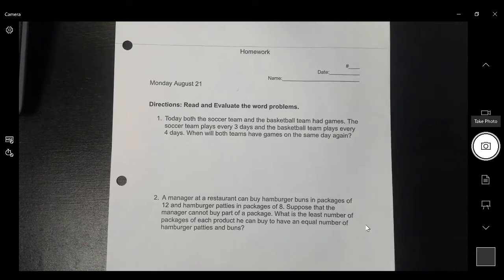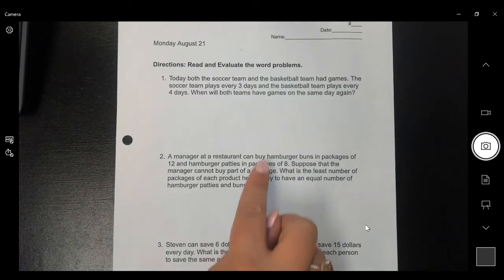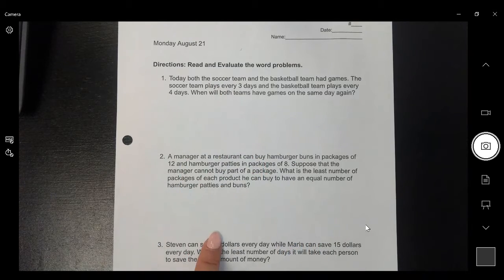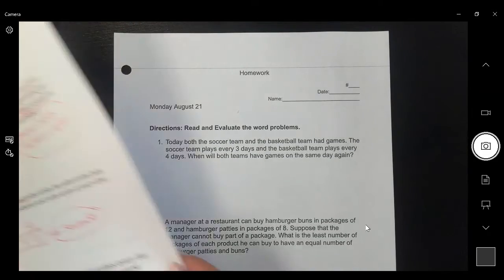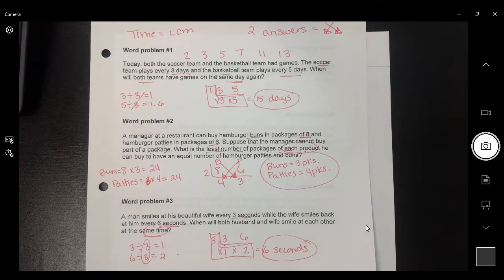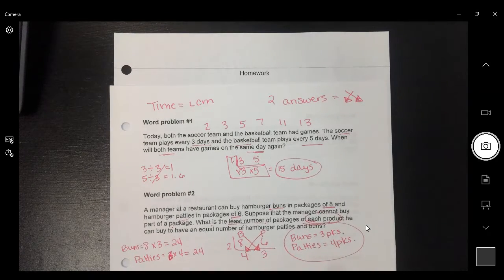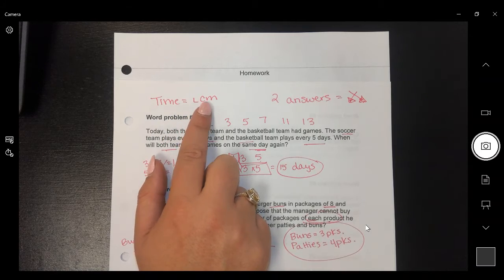Alright, so our homework tonight, you have 3 separate problems. I'm only going to work 1 and 2 because number 1 and number 3 are very similar, just with different numbers. Before I get started, I probably will want to bust out my notes from today and the ones that we worked through. And just a reminder, anytime we're talking about time or we're talking about questions with one answer, we're going to be finding the LCM.